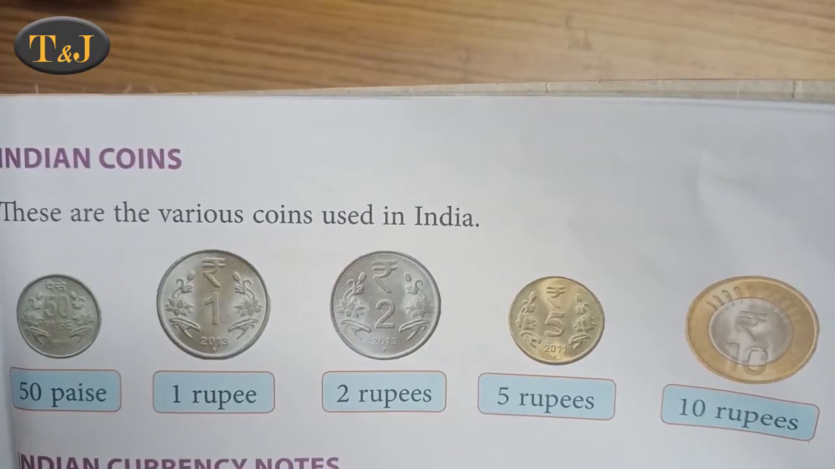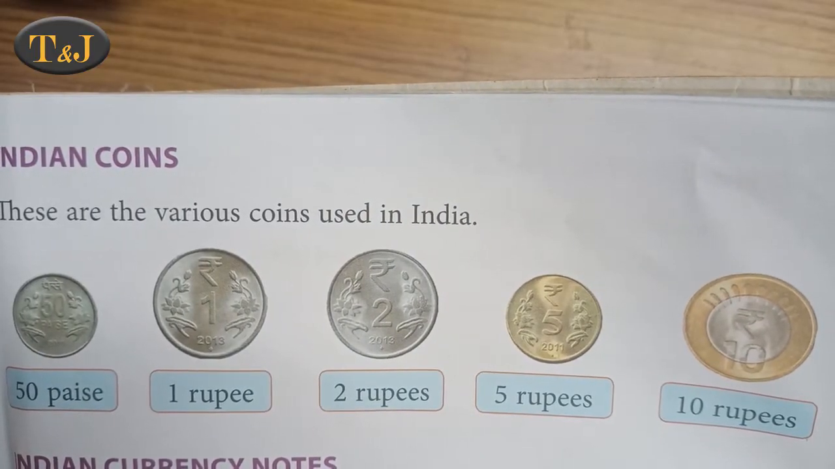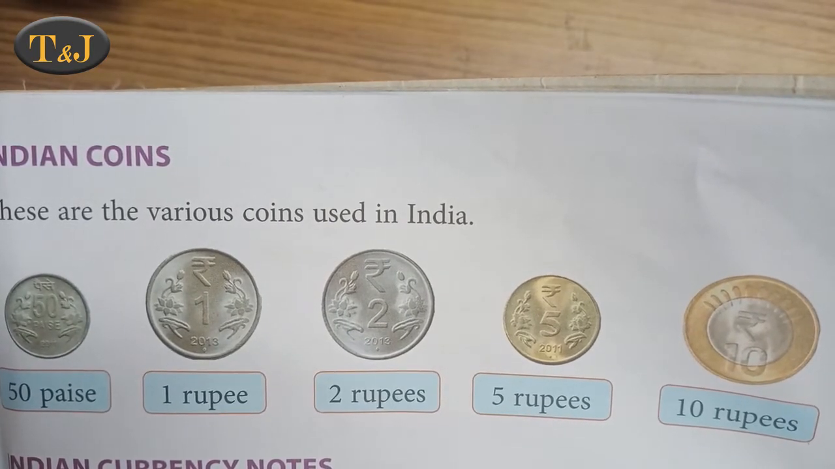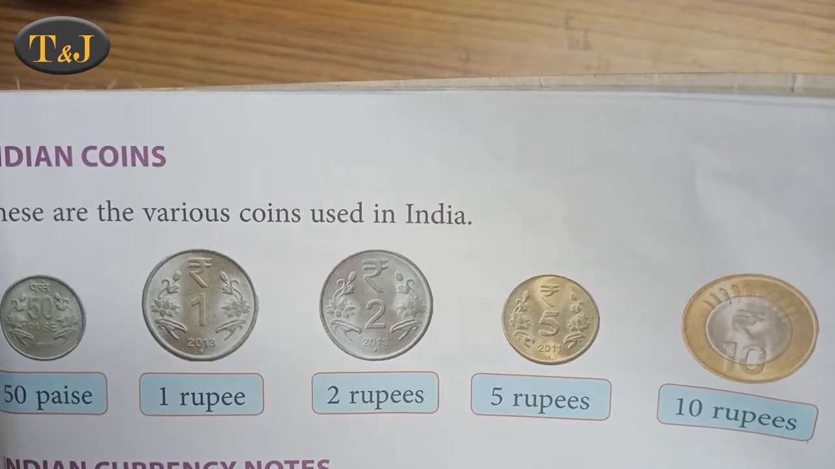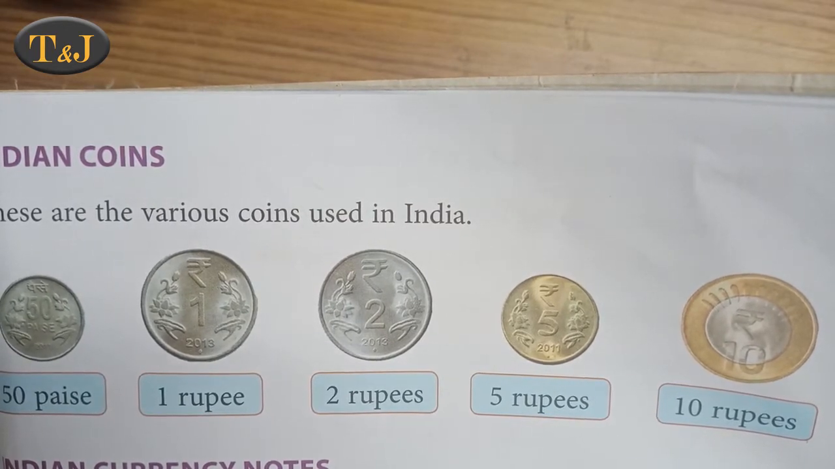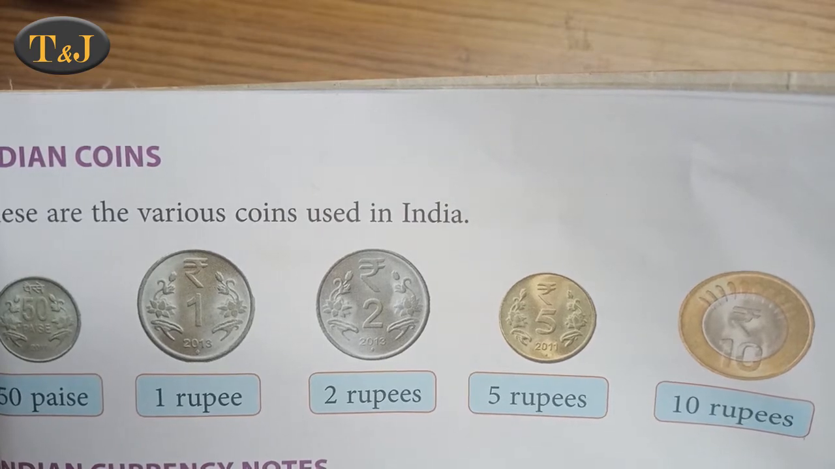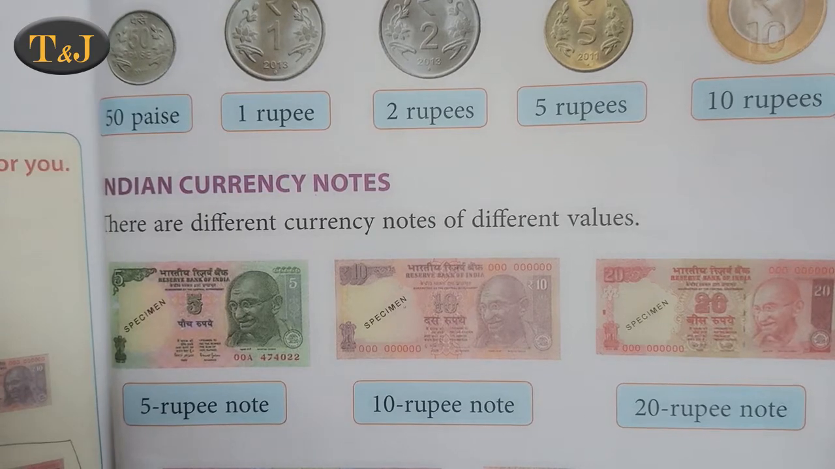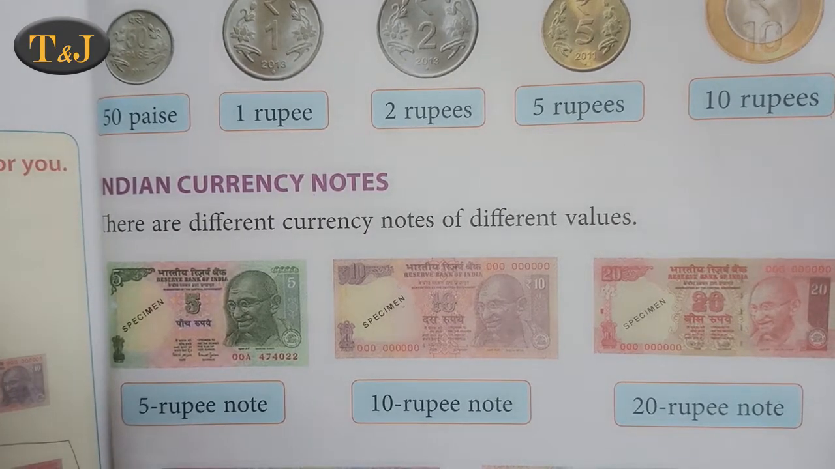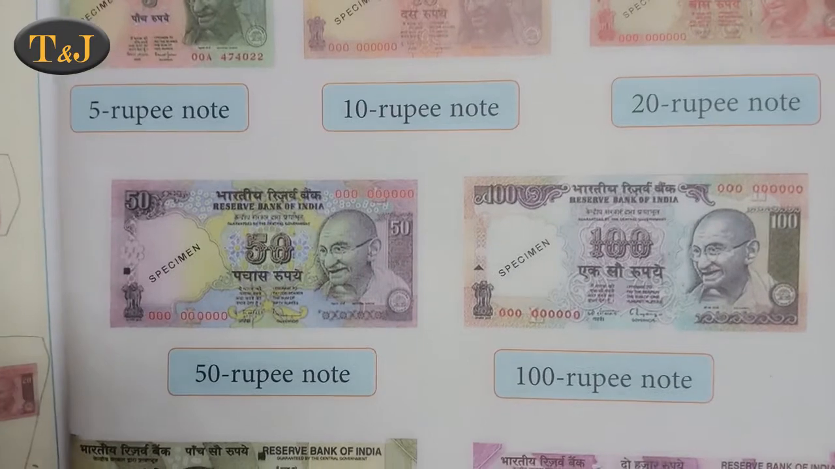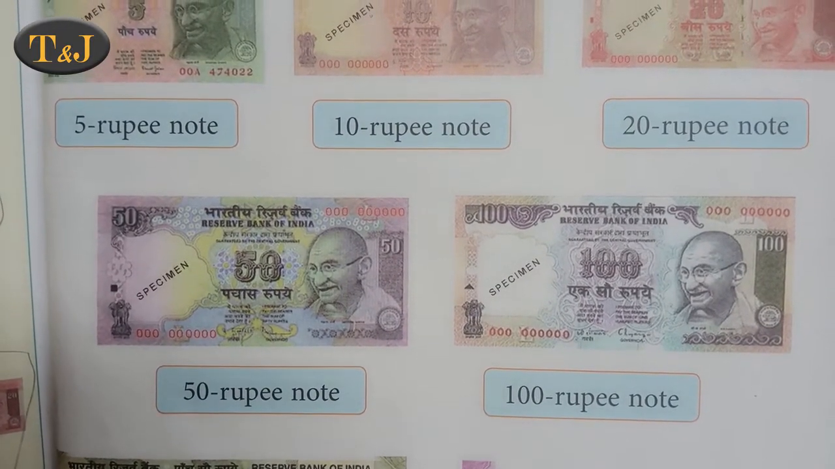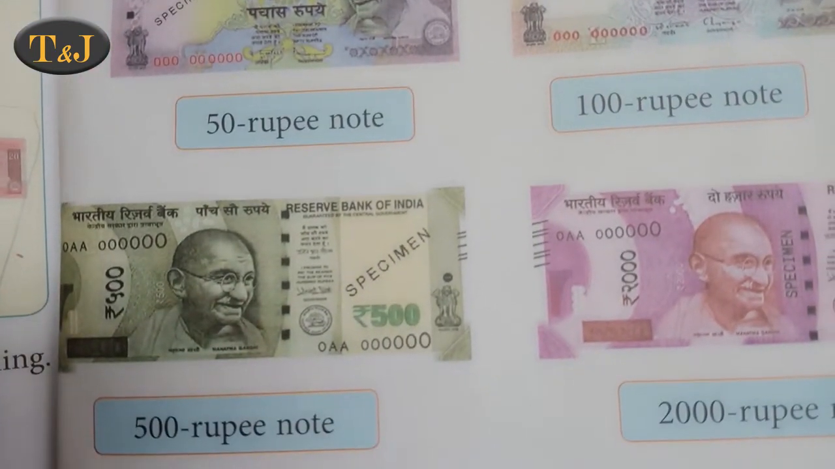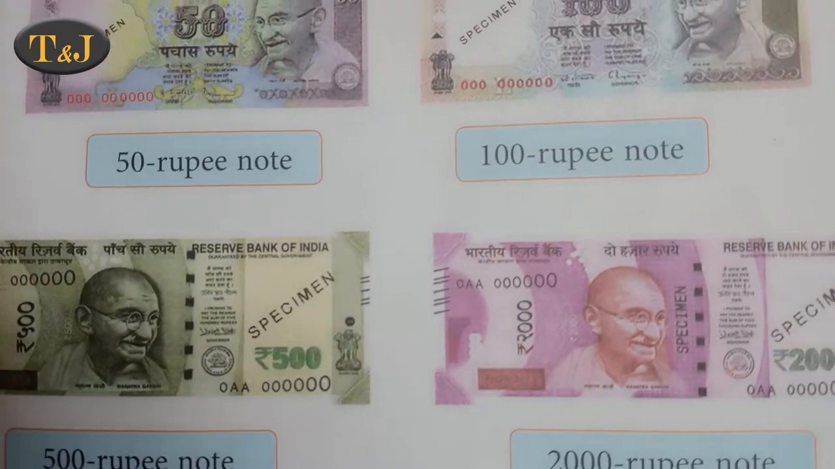Indian coins. There are different coins used in India. The coins we use are 50 paise coin, 1 rupee coin, 2 rupee coin, 5 rupee coin and 10 rupee coins. These coins are used in our country. Indian currency notes are 5 rupee note, 10 rupee note, 20 rupee note, 50 rupee note, 100 rupee note, 200 rupee note, 500 rupee note and 2000 rupee note.